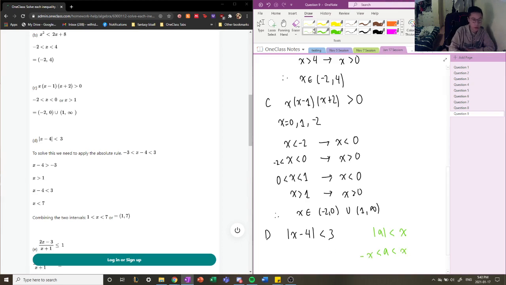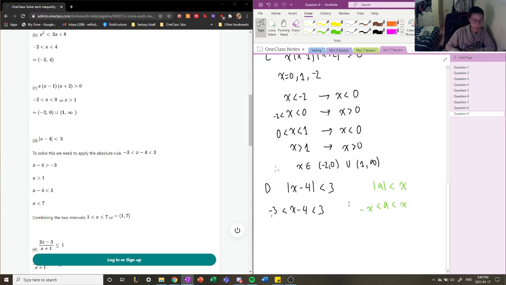Okay, so using this property in mind, we can break up our absolute value bracket to be x minus 4 less than 3 and greater than -3. And this becomes a very easy inequality for us to solve because we just isolate for x. We know that x has to be less than 7 and greater than 1, and therefore our interval is x belongs to (1, 7).